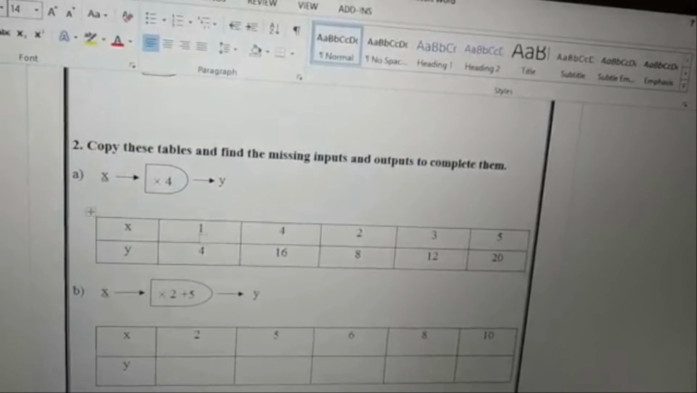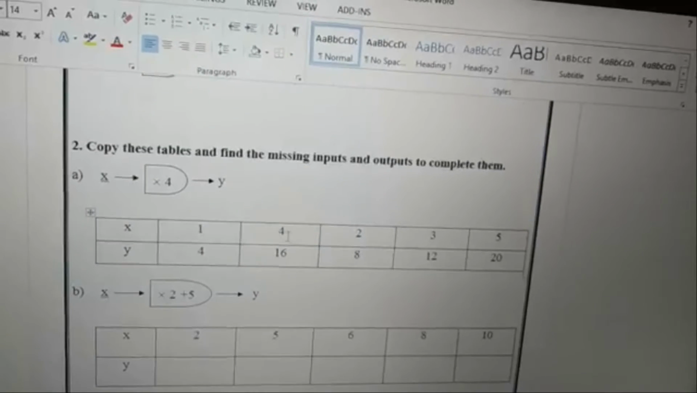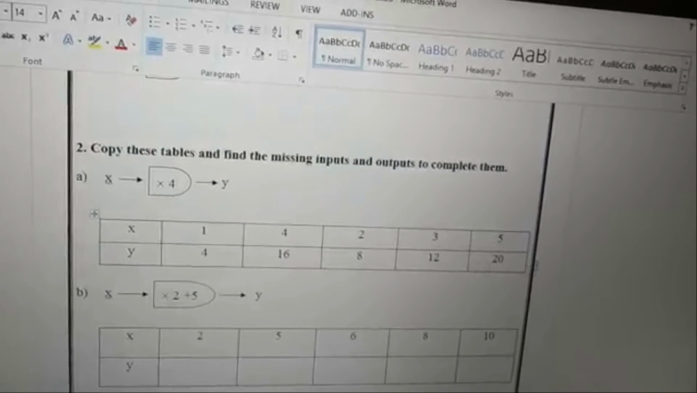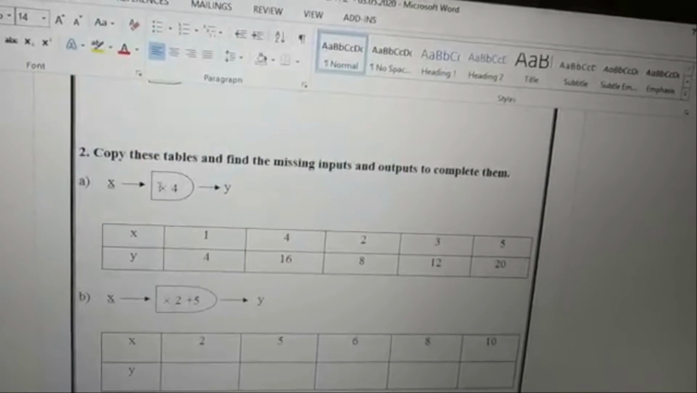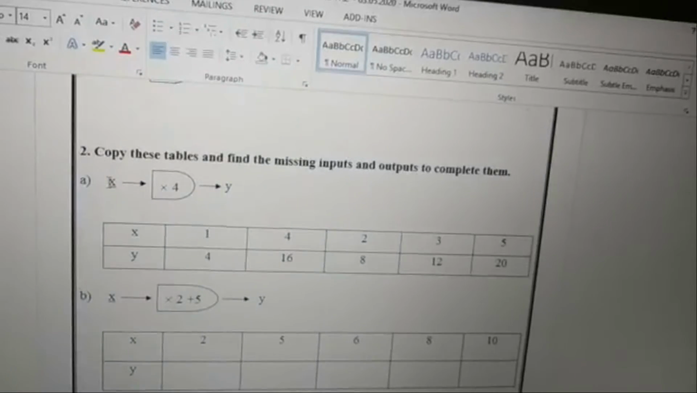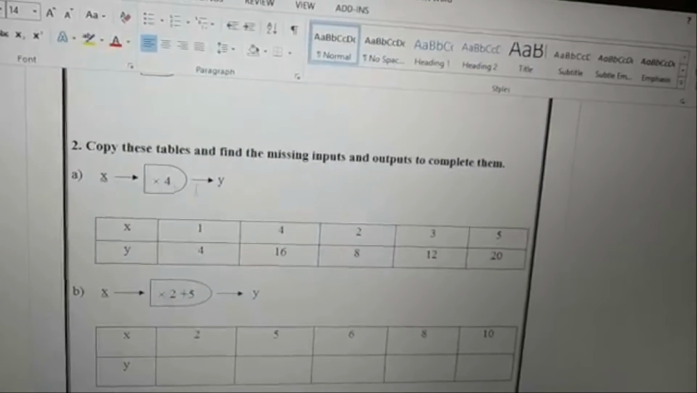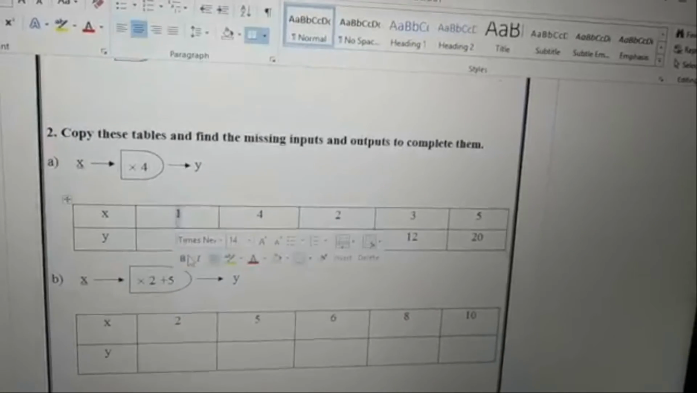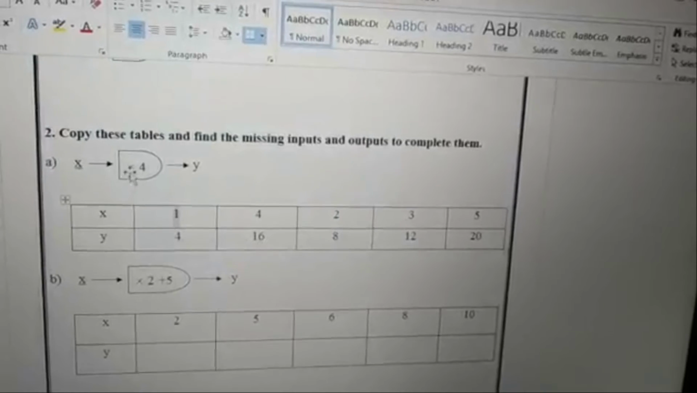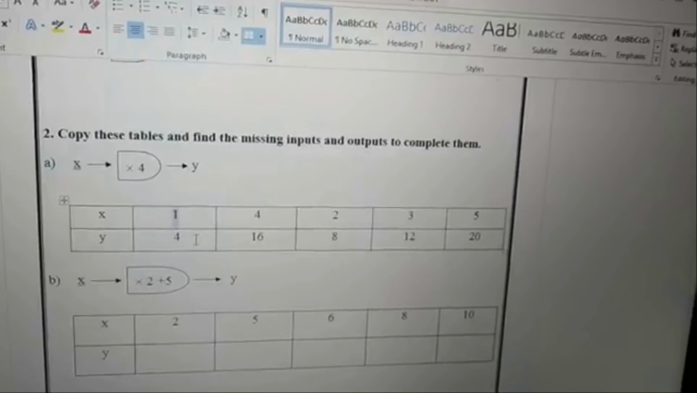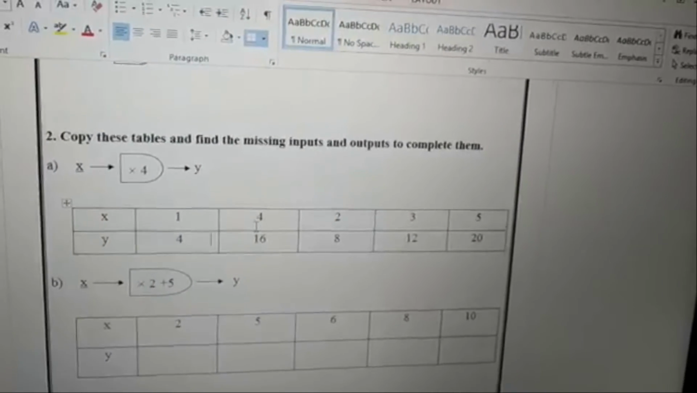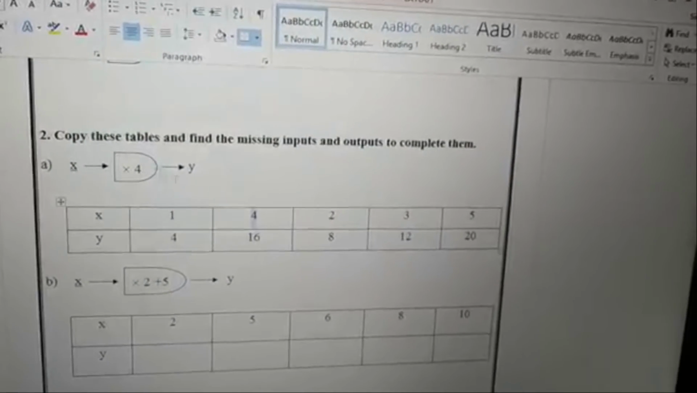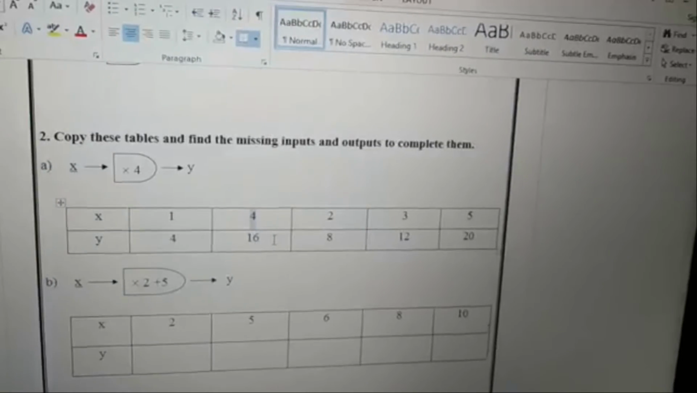Here x are the inputs, and you have to find the values of y, the outputs. And the rule here is multiply by 4. That means the input number multiplied by 4 will be the output number. So here the input is 1. If we multiply this 1 by 4, the output will be 4. Next one, the input is 4. If we multiply this 4 by 4, we will get output 16.